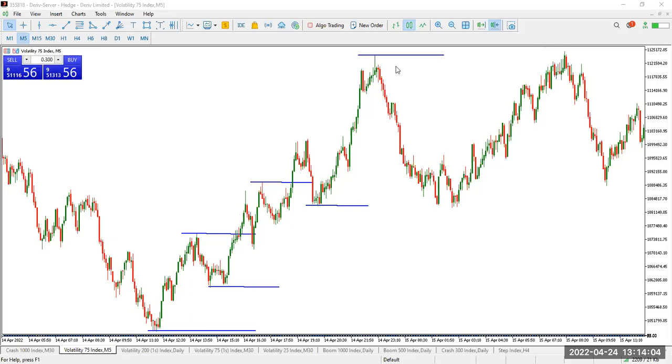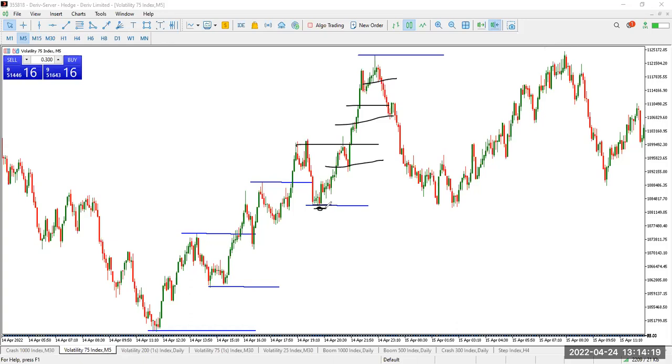Now, I can't say that I want to buy this market here. I want to buy here. What I'm risking will be much. I will always wait for price to come back to the support zone, to a discount price for me to buy. I sell at a premium price and I buy at a discount price.